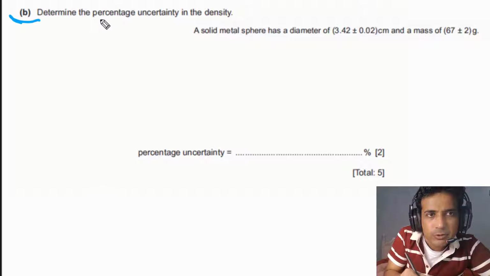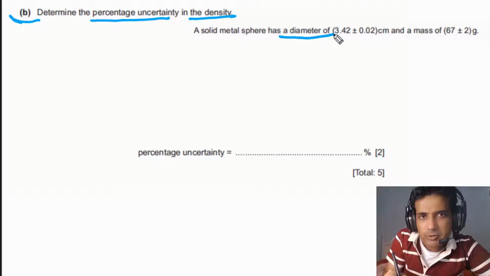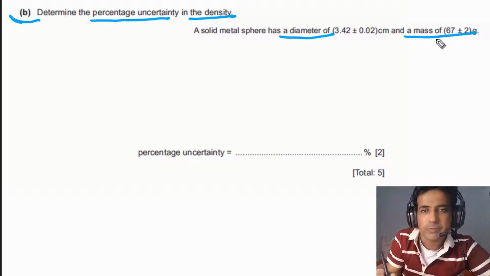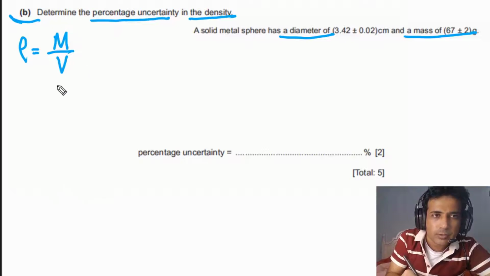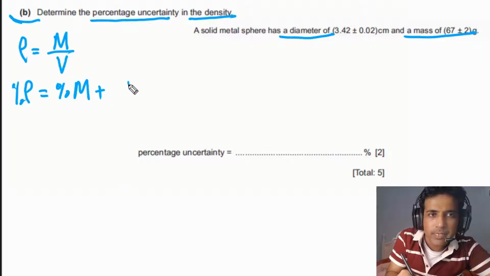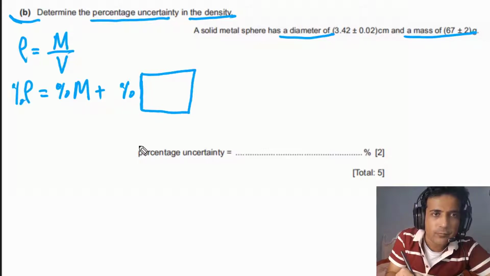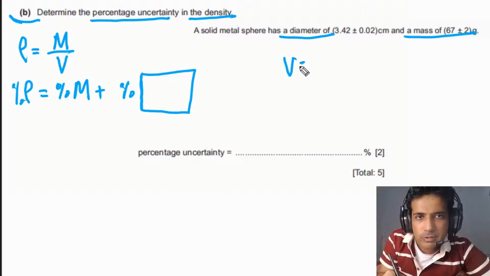For part B, we need to determine the percentage uncertainty in the density. For this question, we have the diameter of the sphere and we have the mass of the sphere. We have also discussed that density is equal to mass over volume. Now we need to look at these quantities. As these two quantities are divided, the percentage uncertainty in rho will be equal to the percentage uncertainty in mass plus the percentage uncertainty in volume. Now first of all, we need to understand volume is equal to 4 by 3 pi r cube.